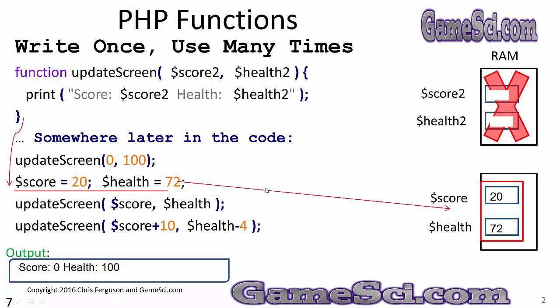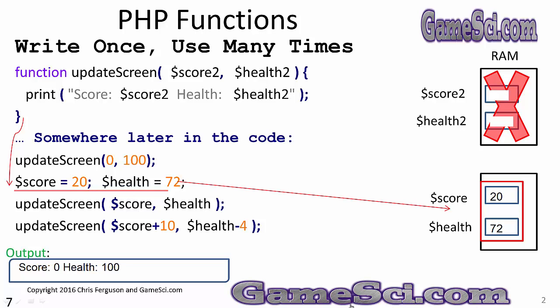Now what I want to stress here, and I did it with different names here, is score and health are separate variables from score2 and health2. In fact, I drew a red X around score2 and health2. These parameters only exist while this function is running. When this function is done, those parameters go away. So out here in this code, these are different variables. Score equals 20, health equals 72. Those are the values in these 2 variables at this point in time.